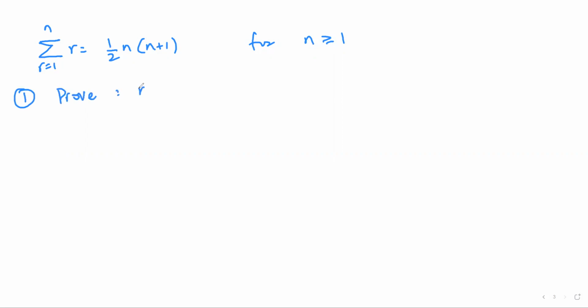So the first step, we will try to prove this for n equal to 1. That is your initial value. Sometimes, in some cases, this can be 0. Right now n is going to be 1. So when you have r from 1 to 1, there is going to be r, so that is going to be 1. And if you put n equal to 1 here, this is going to be half into 1 plus 1, that is half into 2, so that is equal to 1. So we have proved that, yes, this is true for n equal to 1.